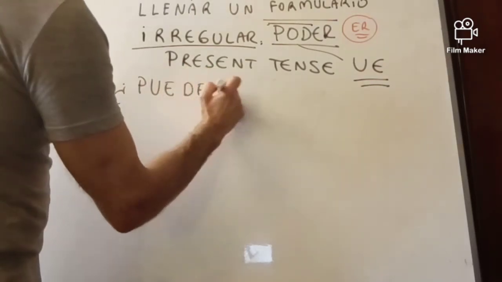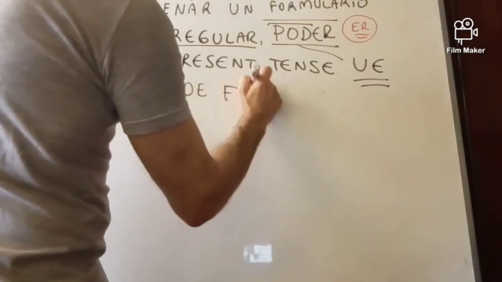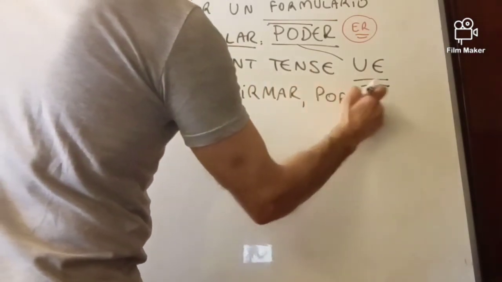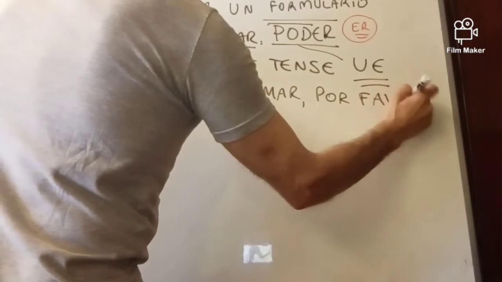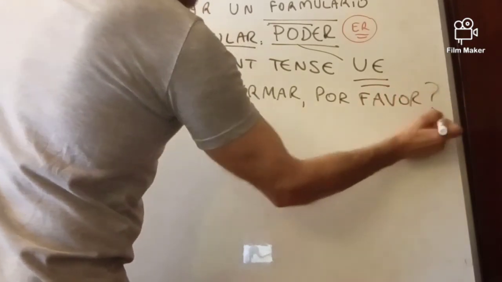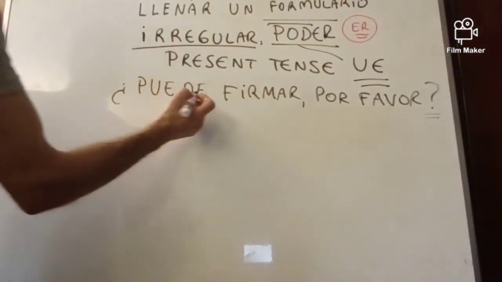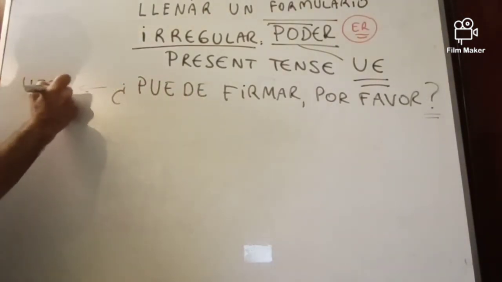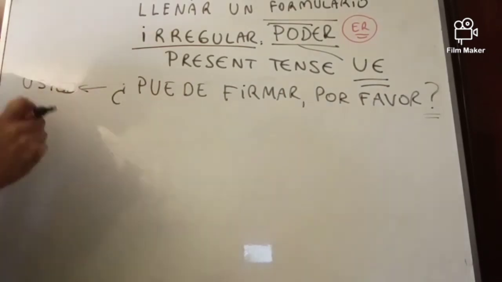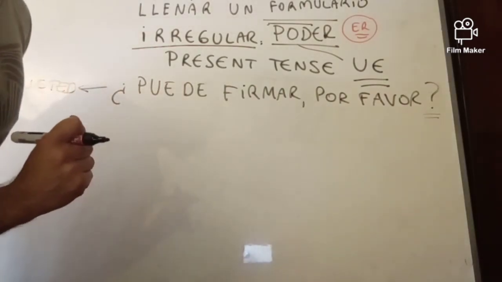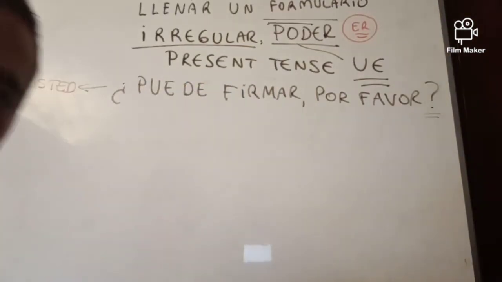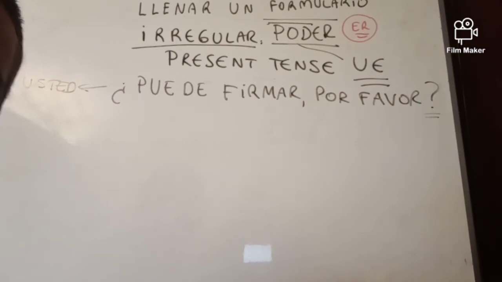¿Puede firmar, por favor? The question ends here. Puede in this case means usted, the formal way for the second person in the singular. ¿Puede firmar, por favor? In the case of younger people, the receptionist will ask them, ¿puedes?